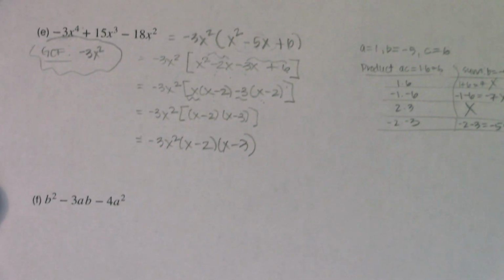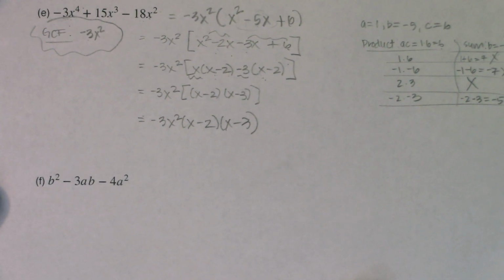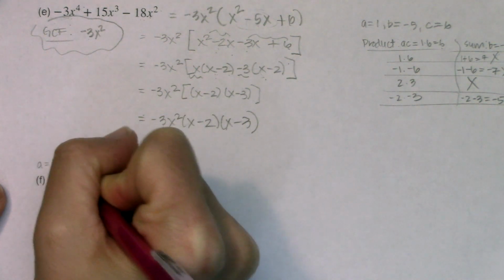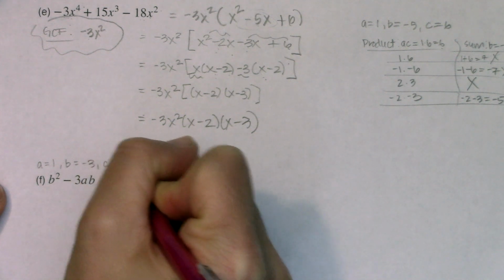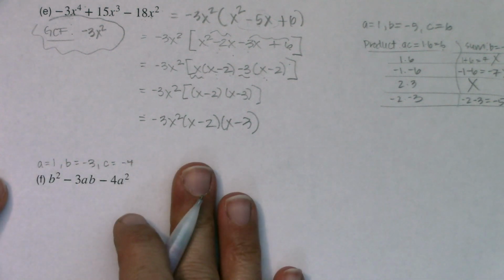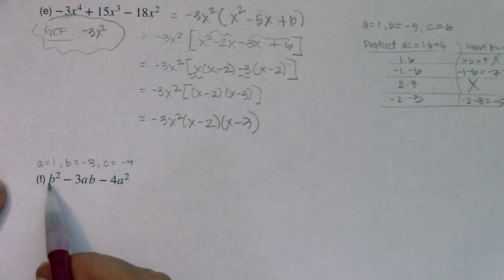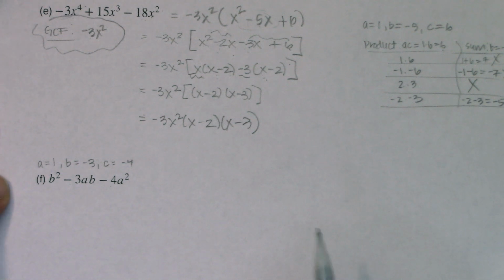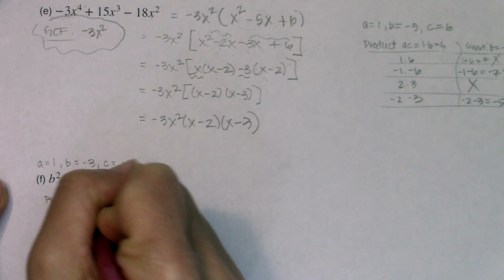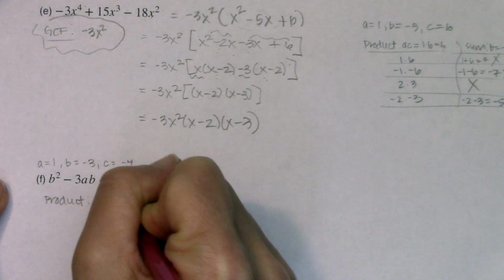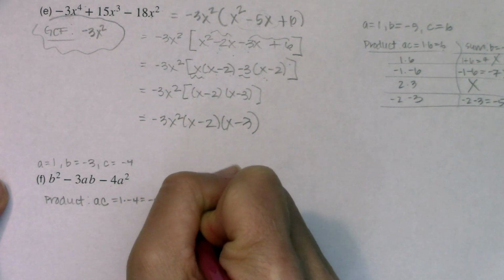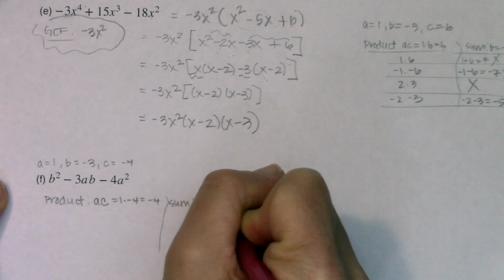Like, what do we do when we have two letters? All right. So as I look at this, I would still have A is 1, B is negative 3, C is negative 4, right? That is still happening here. I get that we have A's and B's and all of that, but the coefficients are still 1, negative 3, and negative 4. So if I do the product AC, we're going to have 1 times negative 4, which is negative 4. And I want to sum to that middle term of negative 3.